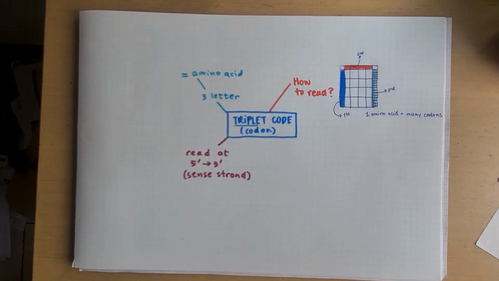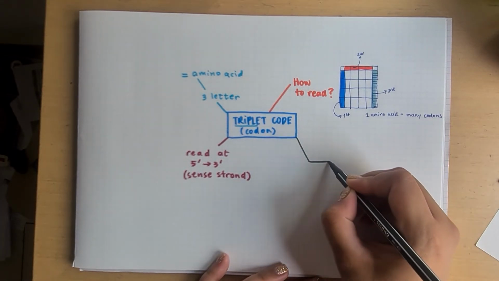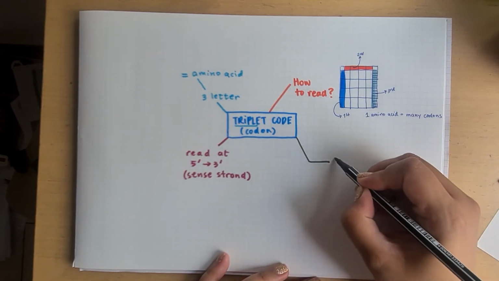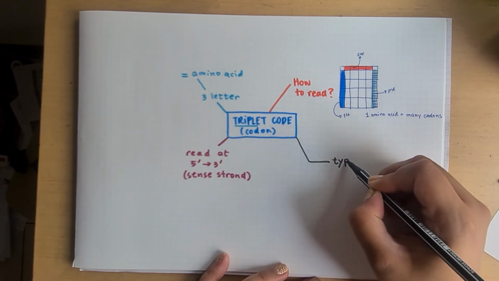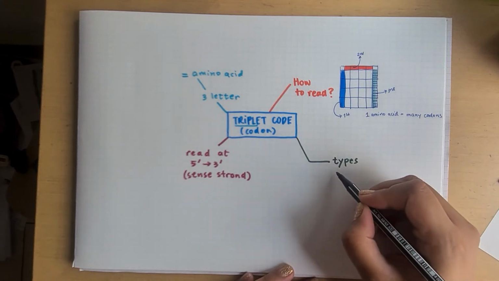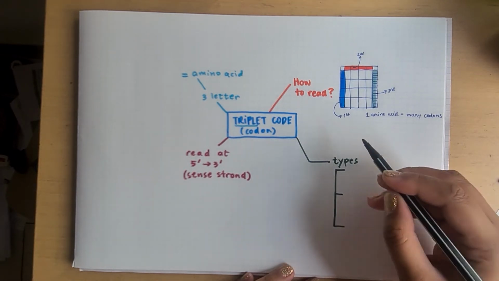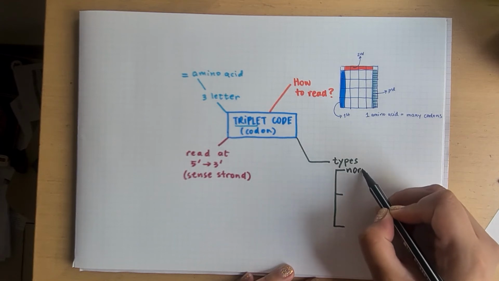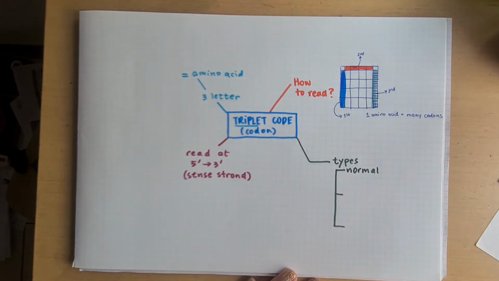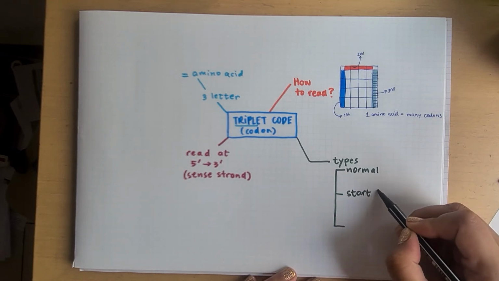Now that you have explored the codon table, you might have noticed that some entries have a weird word in them like stop or start. This means that the codons are actually separated into different groups or types. We have three types of this. First, we have the normal one, which is the one that has an amino acid symbol beside it.